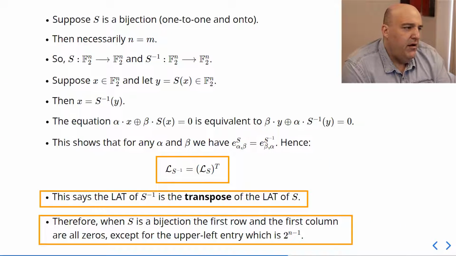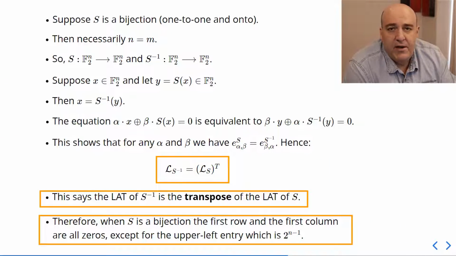Now, usually with an S-box, it's going to be a bijection, right? So that means n is going to be equal to m. So if we have an S-box from F2^n to F2^n, which is a bijection, then the inverse is also going to go from F2^n to F2^n. How about we just take an element x in F2^n and define y to be S of x, which is also in F2^n. Then just by definition, the S-box S inverse is going to map y to x. So S inverse of y is equal to x.